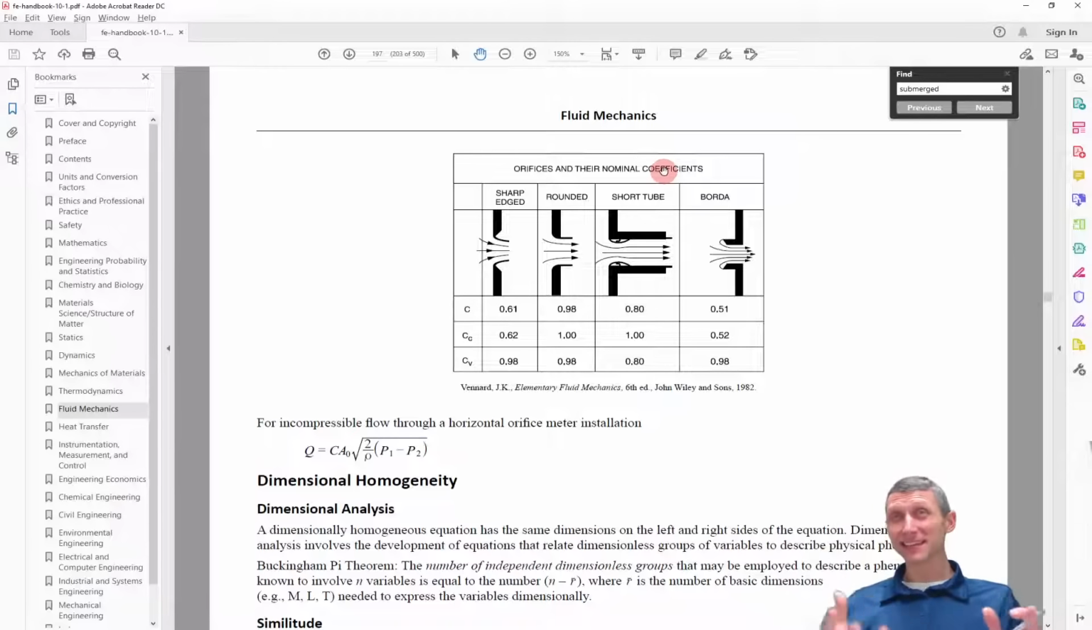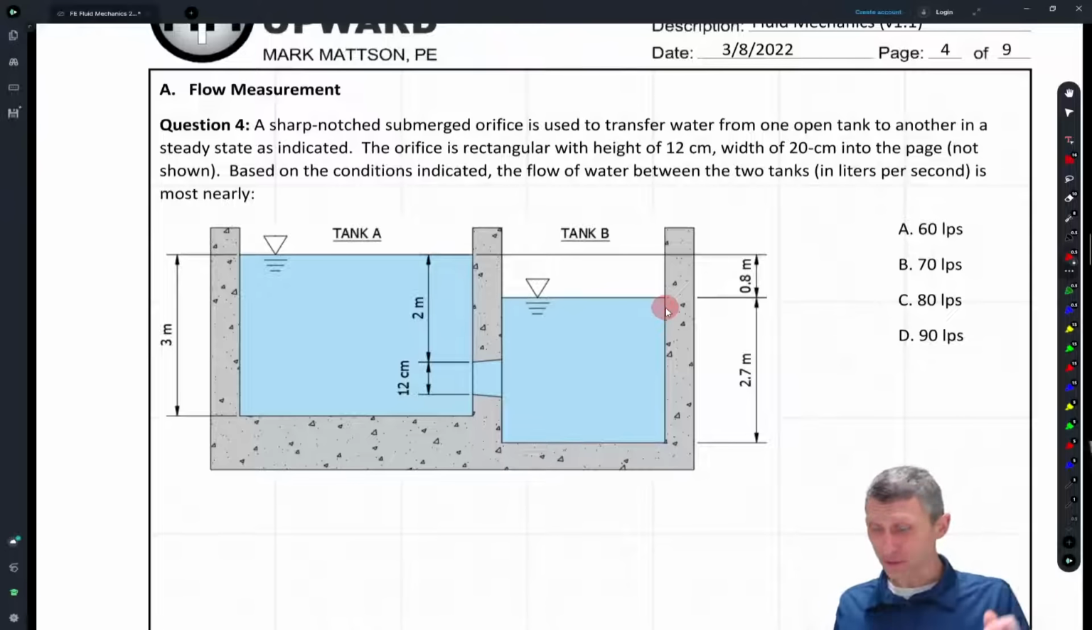So if you know this is in there, it's going to help you potentially so that you can go and find that. And we know we have a sharp-edged orifice. So we have C of 0.61, or Cc of 0.62 and Cv of 0.98. You multiply 0.62 times 0.98. Guess what you get? It's 0.6076, right? So if you multiply the bottom two, you get the top one. That's pretty cool.